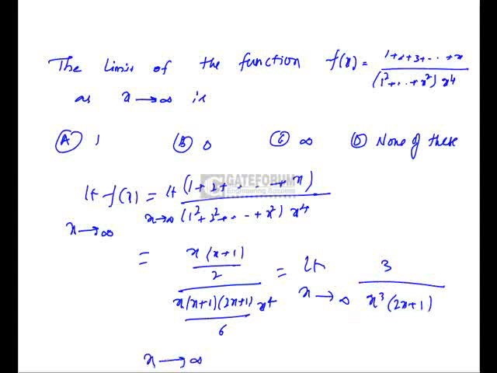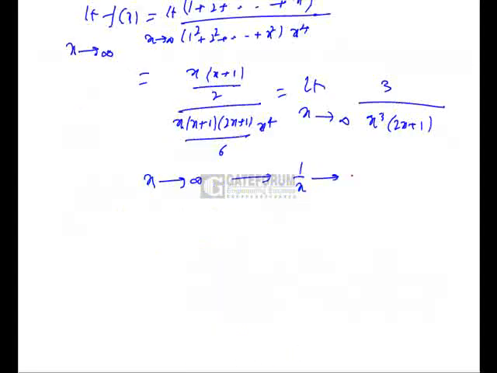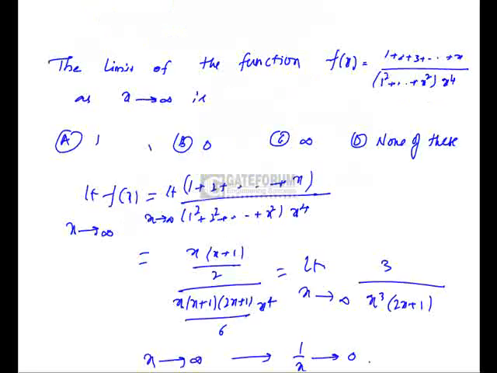As x tends to infinity, we know that 1 by x tends to 0. Therefore, the limit as x tends to infinity of f of x is nothing but 0, which is option B.